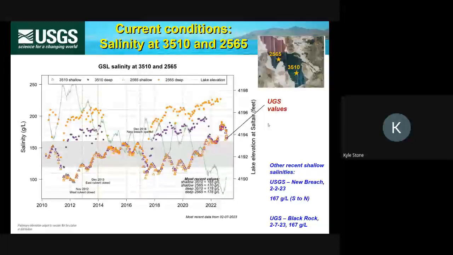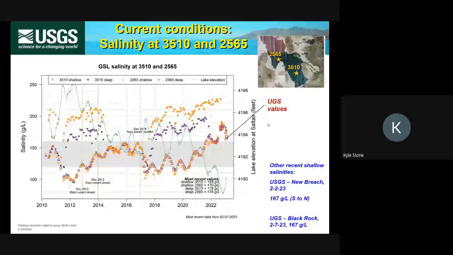So now I'm showing you two sites: 2565, that's our site in Carrington Bay, and 3510 in Gilbert Bay. Salinity is plotted on the y-axis in grams per liter. This is computed using the Great Salt Lake equation of state, where we take a density value and convert it to a salinity in grams per liter. And this record goes from 2010 to present.